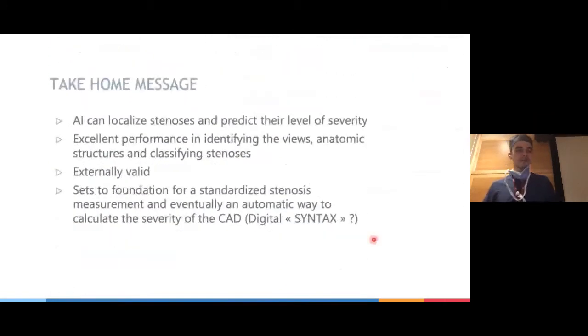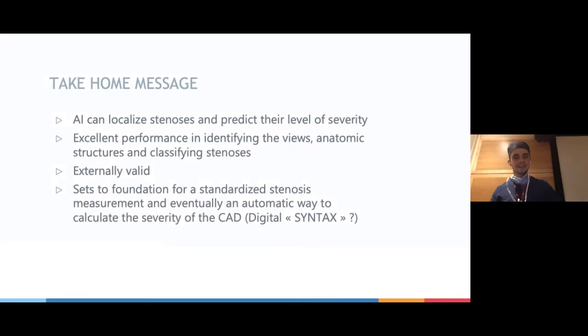So my take-home message for this project is that we're able to successfully demonstrate for the first time that we can use AI to read coronary angiograms from start to finish, meaning we can determine the projection, the underlying anatomic structure, where are the stenoses, what's the anatomy, and what's their level of severity. It works both internally and externally. And I think this is important work because it sets the foundation for standardized stenosis measurement. And eventually, because you can automatically determine the anatomy, you can calculate the severity of the CAD using, for example, a digital SYNTAX score. So we're working on that at the moment.